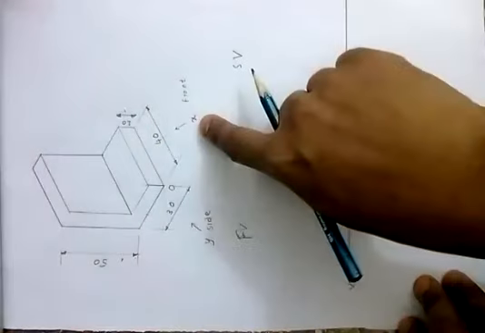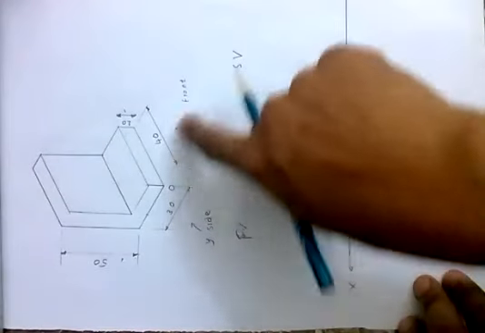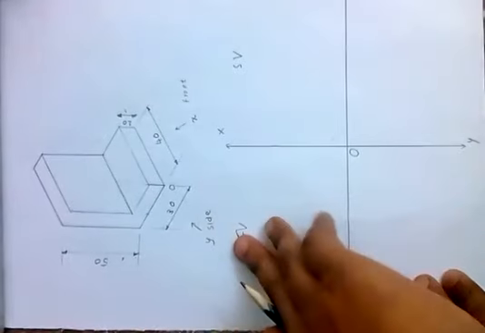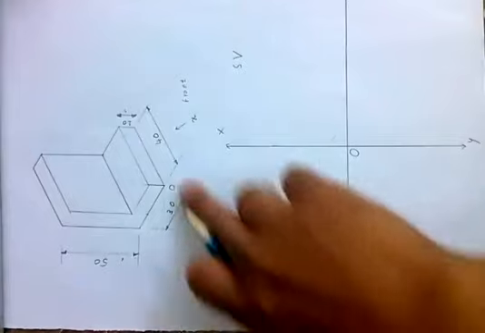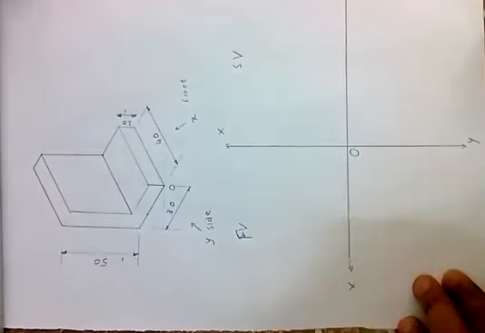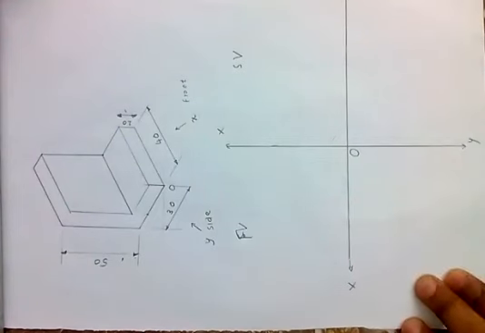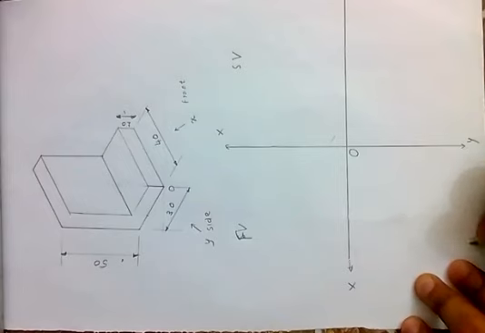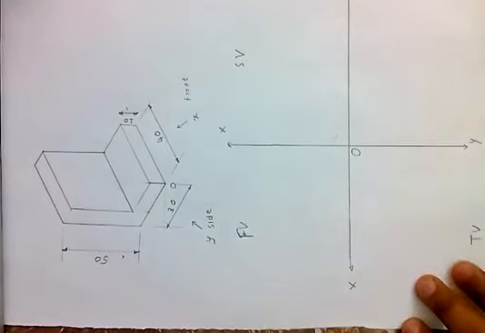Okay, x is the direction of the front view. Here the front view is towards the right hand side, that's why in this two-dimensional axis it comes towards the left hand side. Here the side view is towards the left hand side, that's why here it comes towards the right hand side. And please remember one thing: the top view should always be below the front view. You have to remember that.